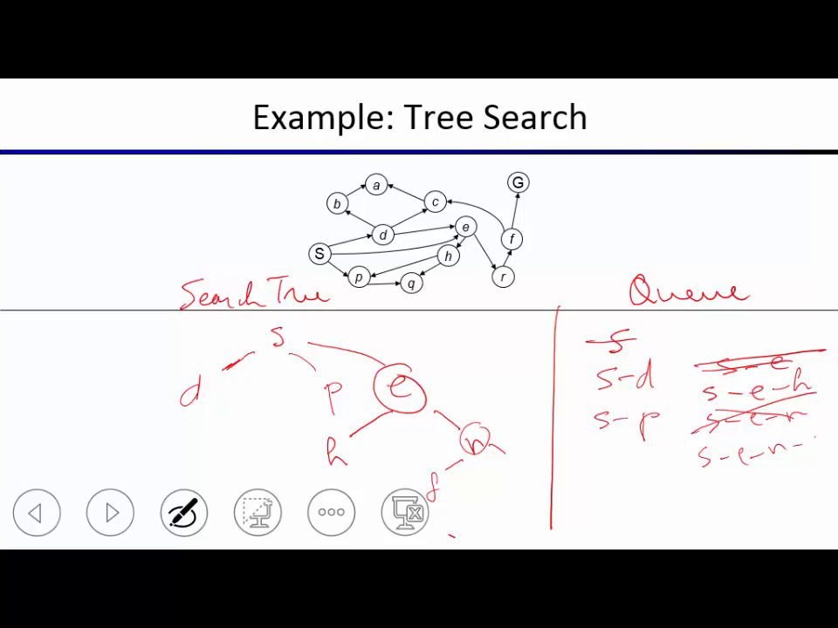Now remember, we're still in our algorithm. We go around. Which one do we want to choose for expansion next? G, right? We pick G. We check if it satisfies the goal test. It does, and we call it done, and that's the completion of our search. Okay, so that's the complete algorithm.